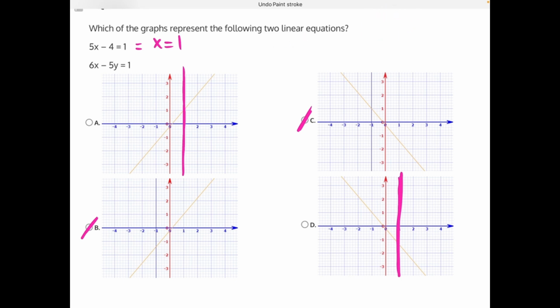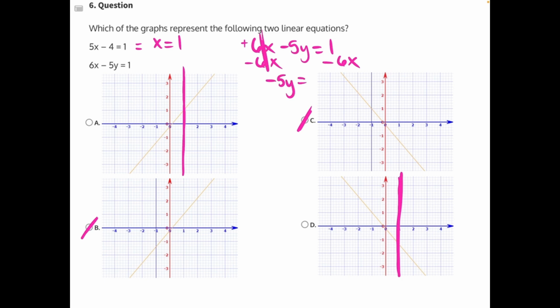So let's do it. 6x minus 5y equals 1. Let's take 6x and put it on the other side. 6x is positive, so the opposite would be subtraction. These will cancel, leaving us with negative 5y equals 1 minus 6x. Then we would need to divide everything by 5y, or just by 5, because 5 is being multiplied to y.